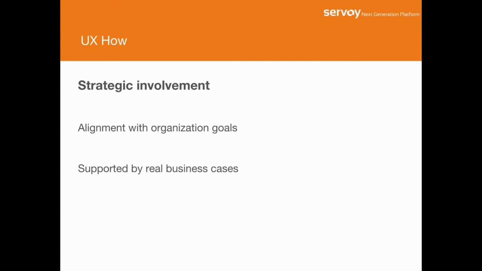But before you even get to those steps, there has to be strategic involvement at the organizational level. Any effort with new software modernization and UX involvement has to be first aligned with organizational goals. You don't do a UX optimization just for its own sake because you want to have better UX. It has to be supported by real business cases. So that's kind of where you start from.